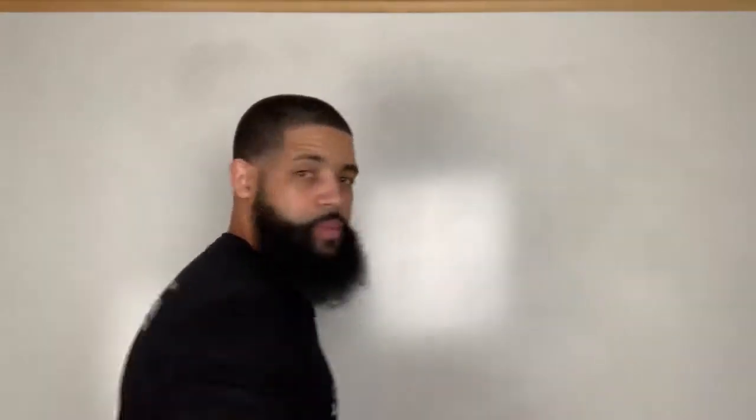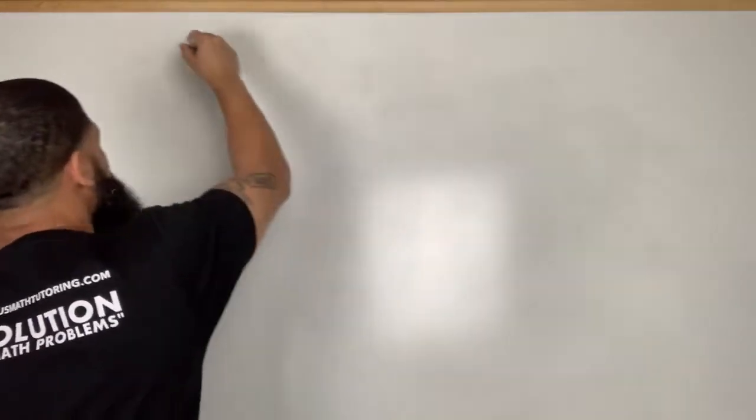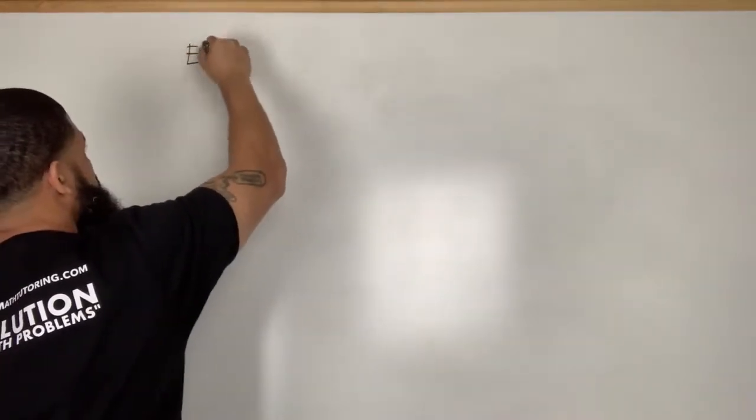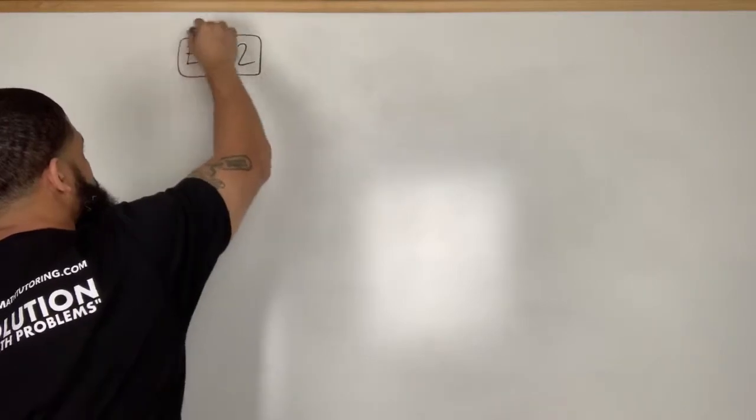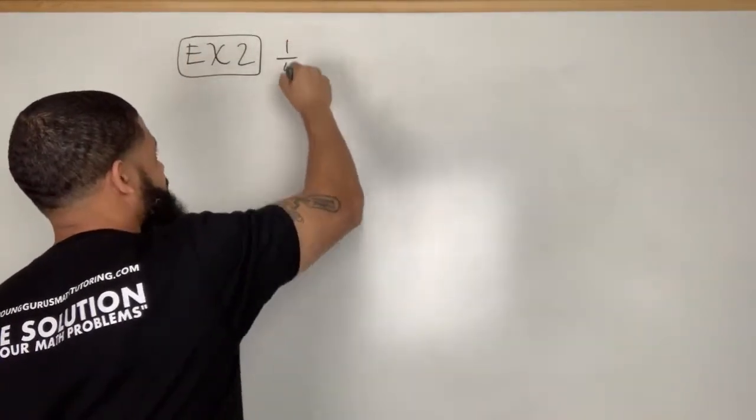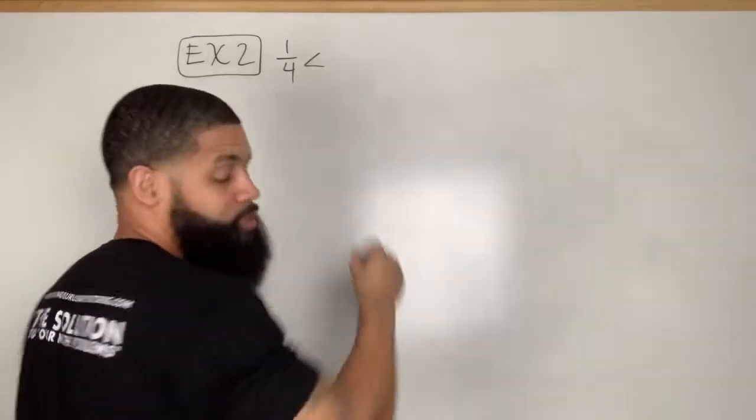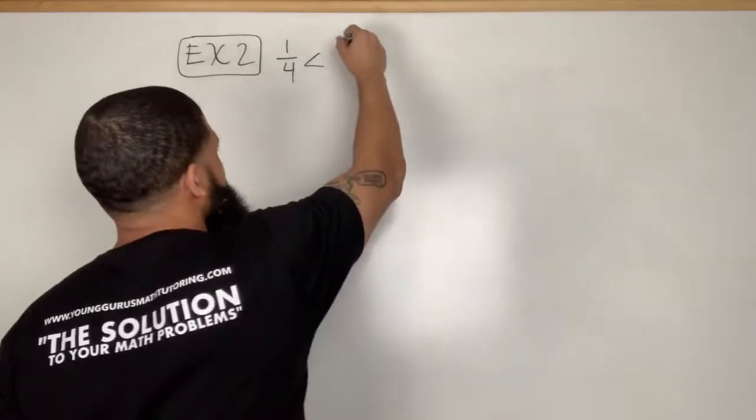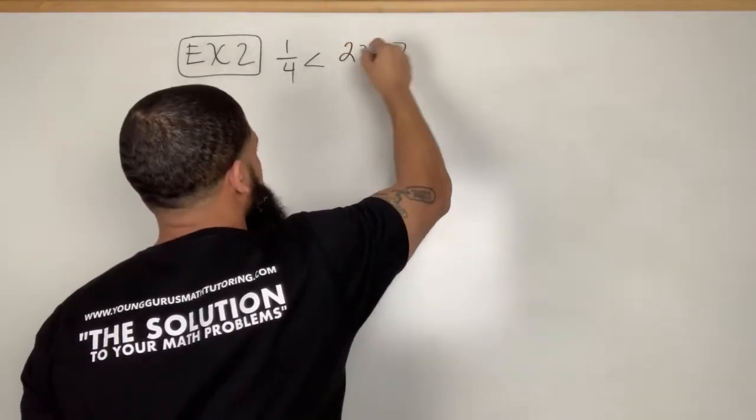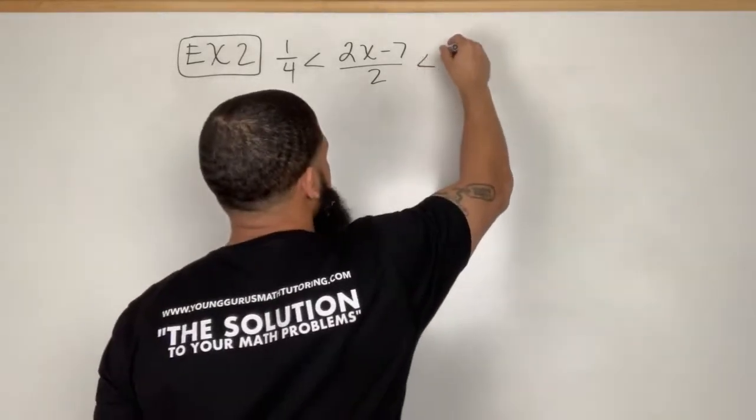Let's do example 2. Now, example 2 is rather long. Example 2, I have 1/4, good old fractions. Don't you all love them? 1/4 is less than 2x minus 7 over 2, which is less than 5.